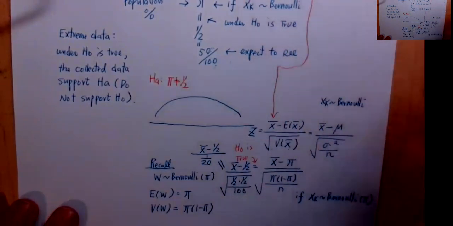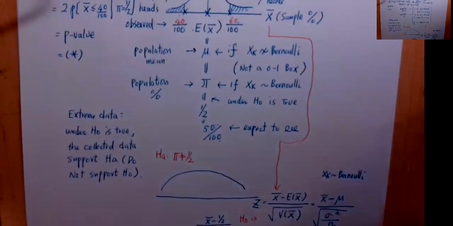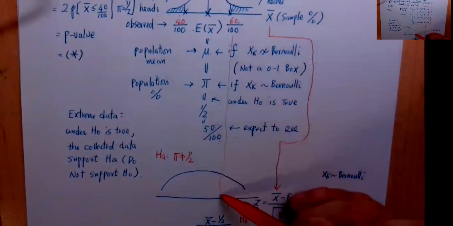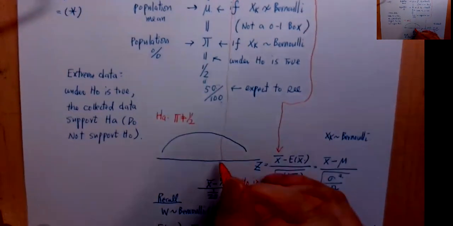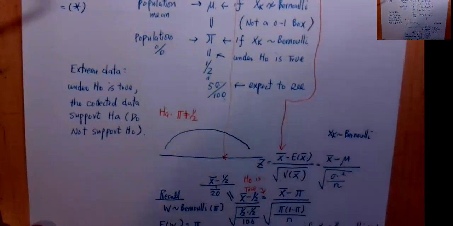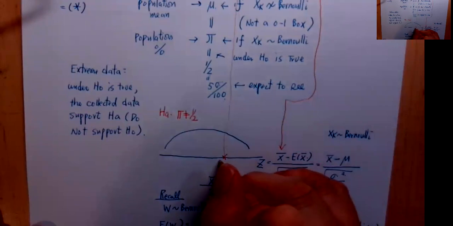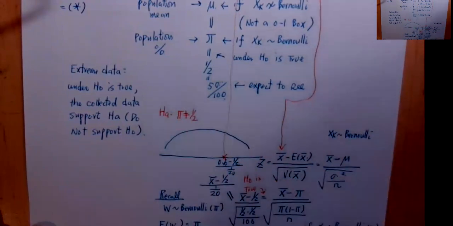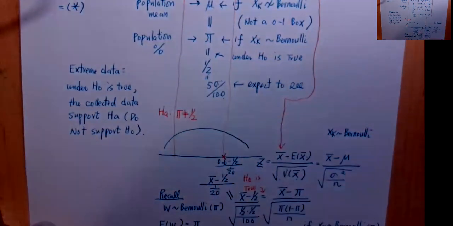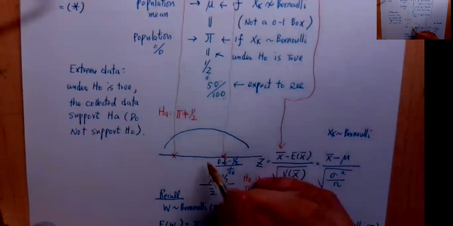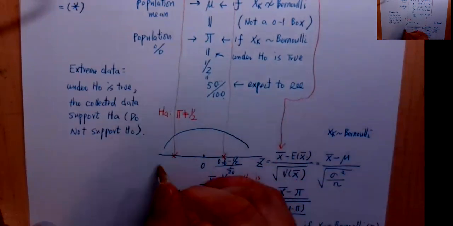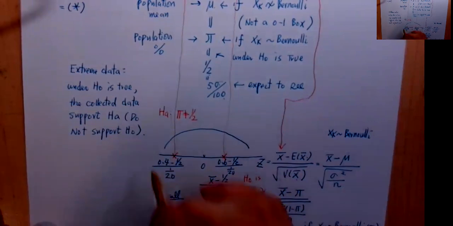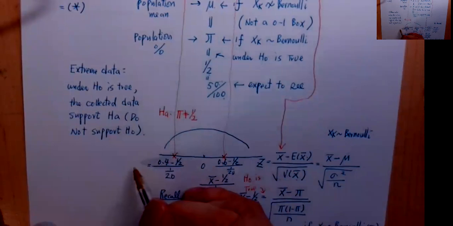So our standardization for these two values goes this way: 0.6 minus 1/2 divided by 1 over 20. And the other one, 40 over 100, if you standardize it. And this is 0, okay, this is 0. And this one is 0.4 minus 1/2 divided by 1 over 20. This converts to minus 2.